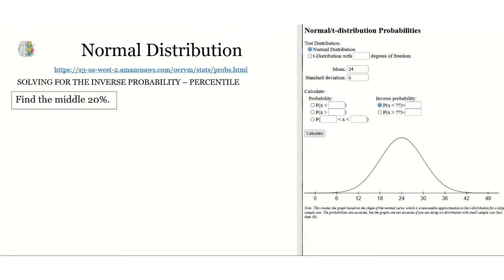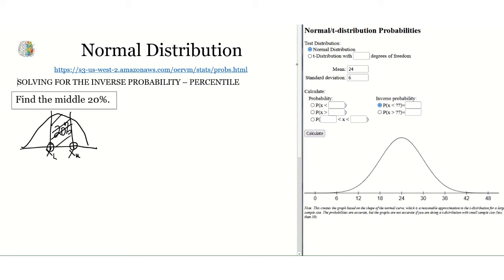Our last problem asks us to find the middle 20%. So this is going to be similar to how we solved for the IQR. Let's look at the graph as to what we're solving for. We want to solve for the middle 20%. So that means we want to find the lower boundary and the upper boundary of these two values. The probability in between is going to be 20%.